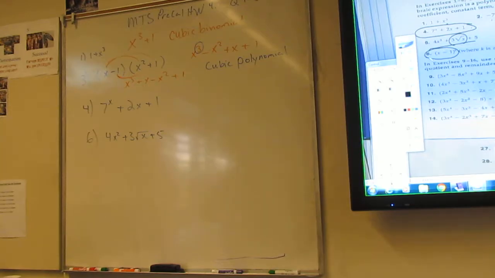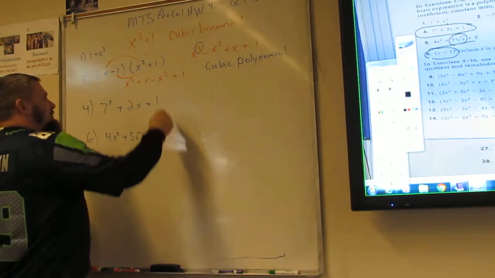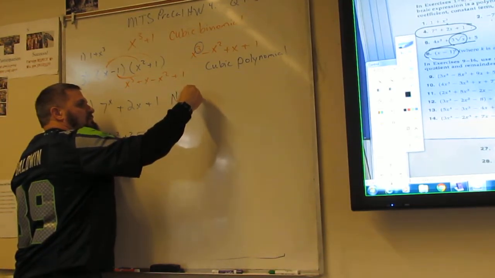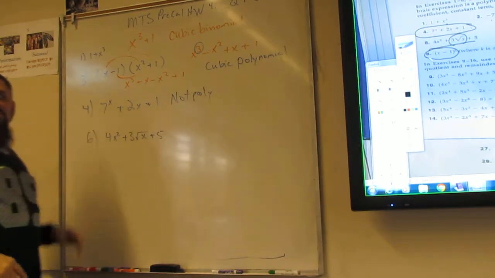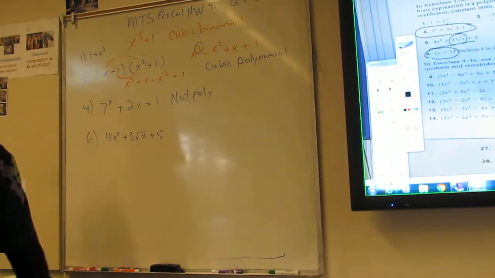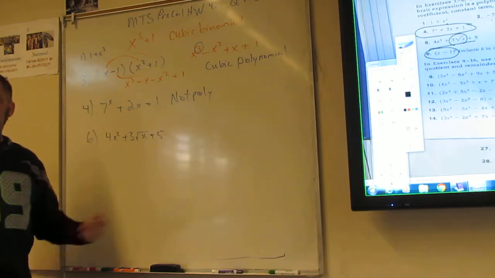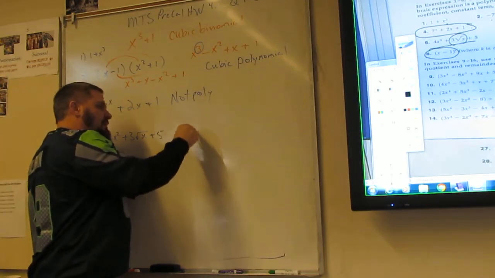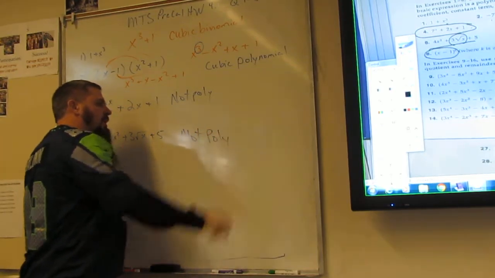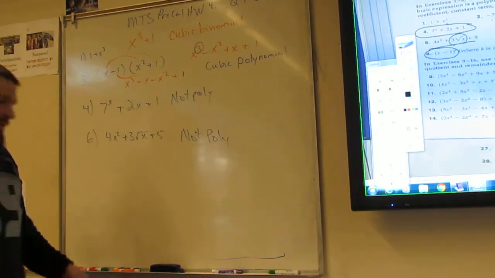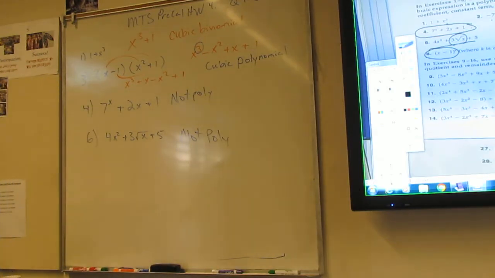All right. This next one, not a polynomial. So you can't call it anything because it's not one. This next one, again, it's not one. So that was easy. Yeah? So let's look at the next portion.